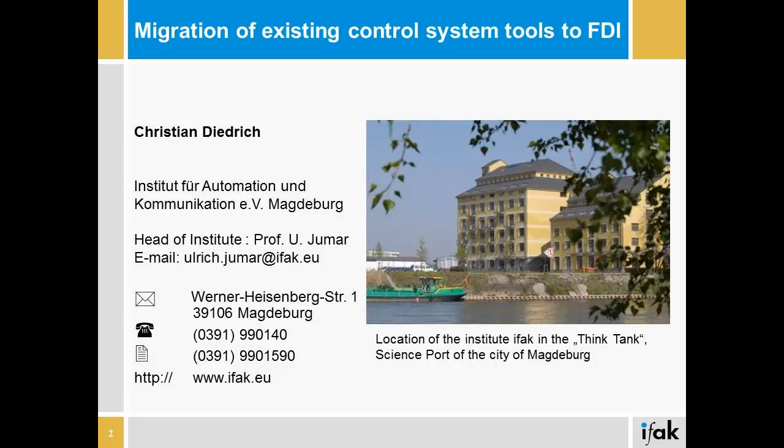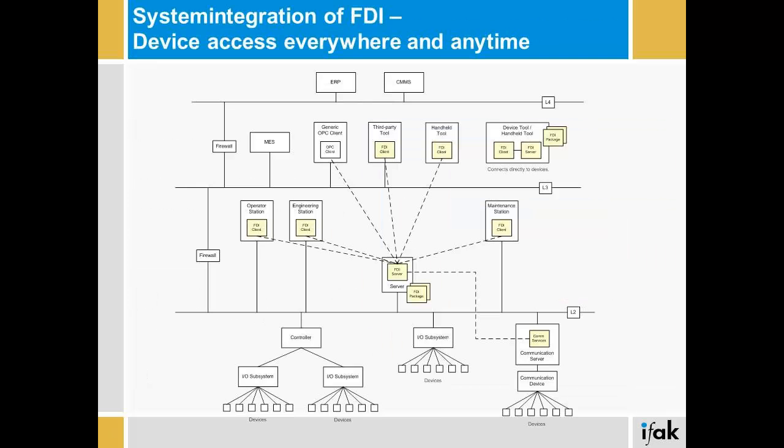Okay, I want to start with two introductory points or ideas. One is, what is the starting point we want to have with FDI and EDD and FDT? The main idea, from the system point of view, is that we want to have device access everywhere in our system at any time, which means functions like parameterization, diagnosis, during commissioning or during service. We want to have detailed information on what's going on in the device, and not only to have a look at the main process values, but additionally at parameters which adjust the device to fulfill the functions in the right way at the right place.